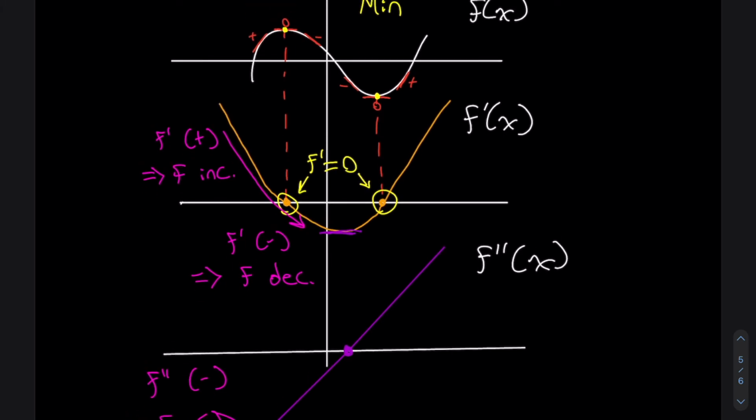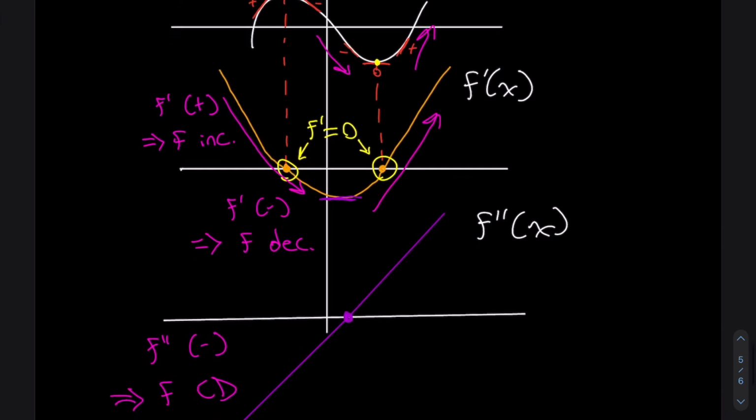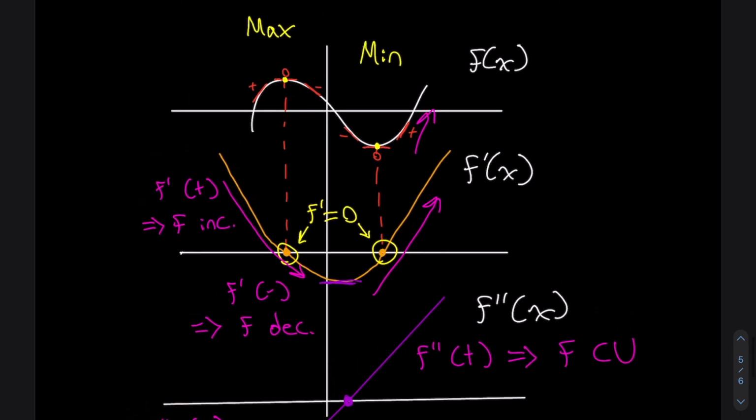Similarly, for this side, we have a negative slope, and then we go to a positive slope, which means f prime is going from negative to positive, which means it has a positive slope. F prime has a positive slope, which means f double prime is positive, which corresponds to f being concave up, because f will be concave in the upward direction.